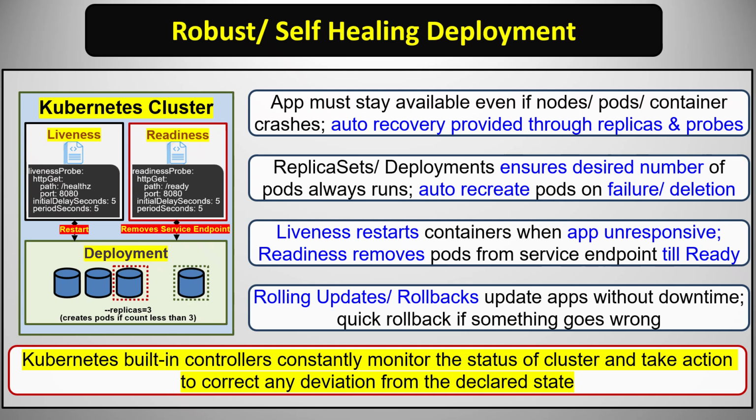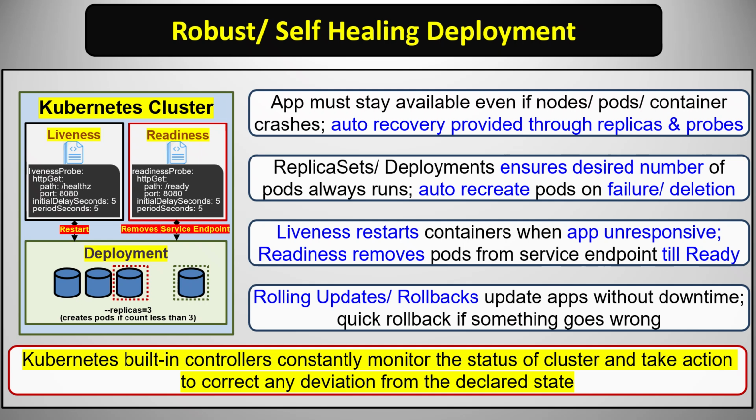Liveness probes. These are like health checks for the container. If the app becomes unresponsive, Kubernetes kills it and starts a fresh one. Readiness probes. These are a bit different. They don't kill the pod. Instead, they remove it from receiving traffic until it's healthy again. This way, only ready pods serve the requests.